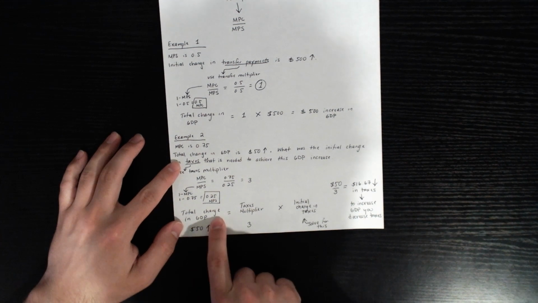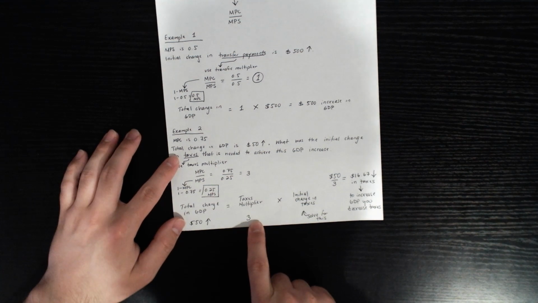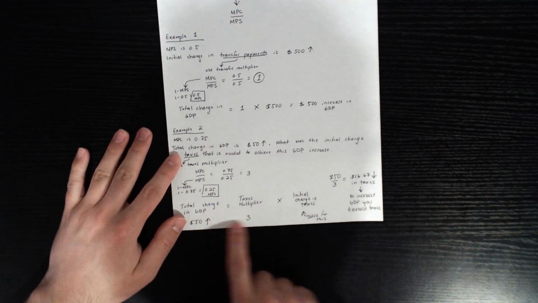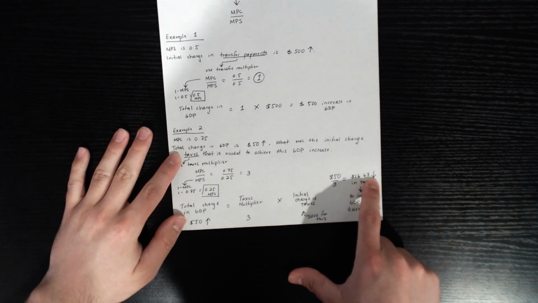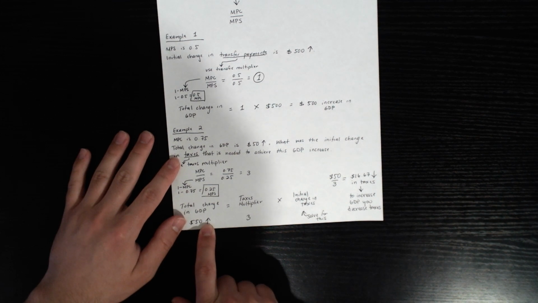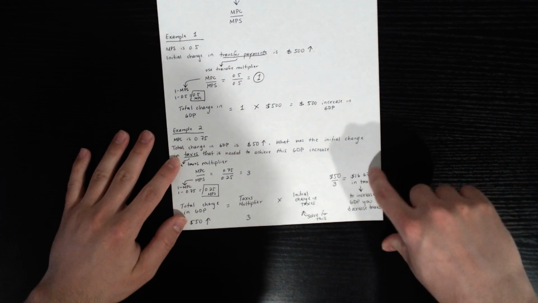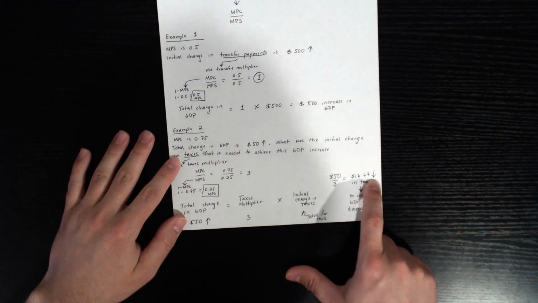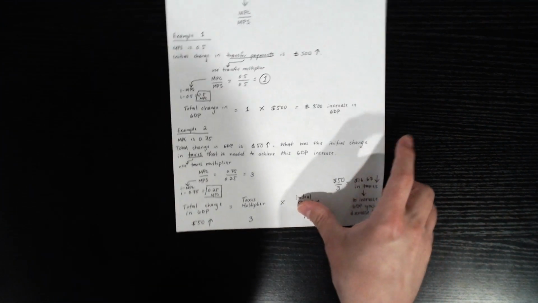The total change in GDP was an increase of $50. The multiplier is 3, so we have to solve for the initial change in taxes from the government. So you do 50 divided by 3, that gives you a $16.67 change in taxes. Now, since GDP is increasing, the government must have reduced taxes. So it's actually a decrease of $16.67 in taxes, because to increase GDP, you decrease taxes.